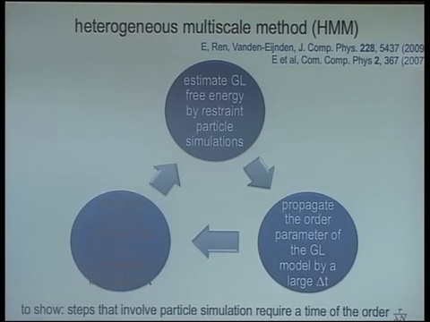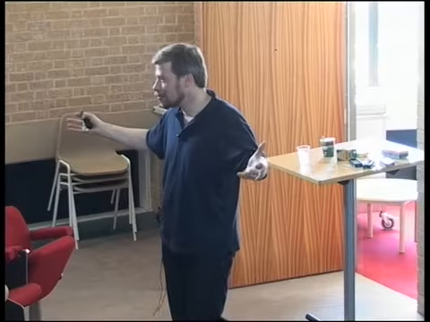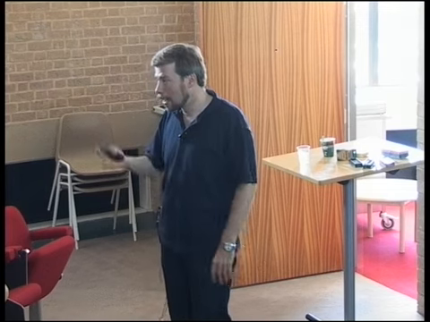But let me focus on, now you propagated the Ginzburg-Landau model, the droplet has shrunken, and you want to get a particle-based configuration for that shrunken droplet. Actually, it's very easy to do this. You just do the same. You just use this umbrella potential and plug in the new order parameter.